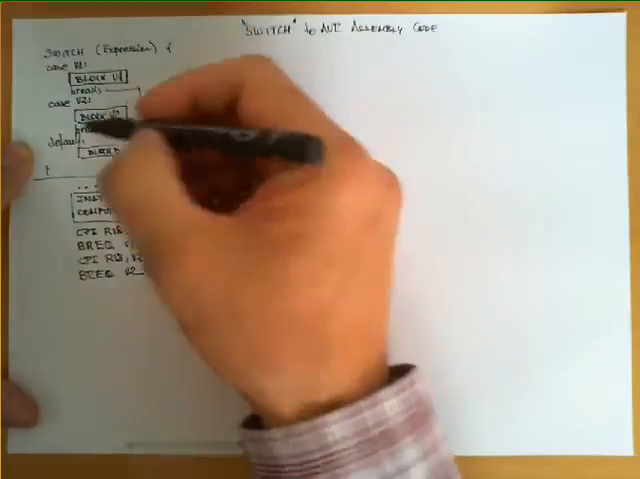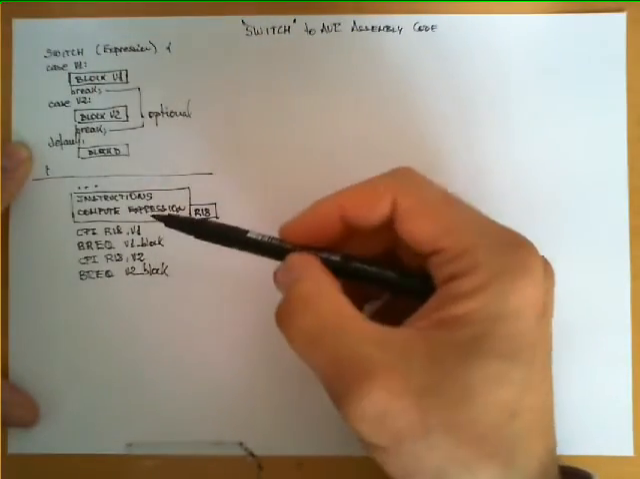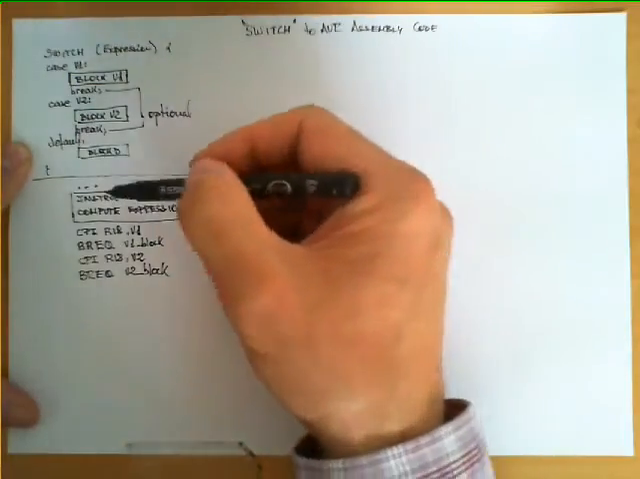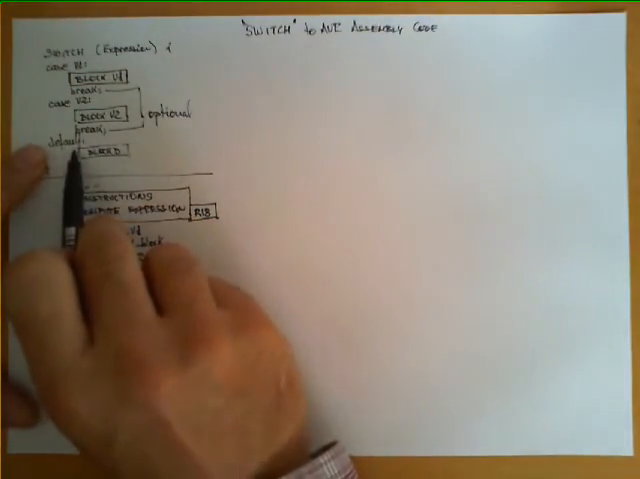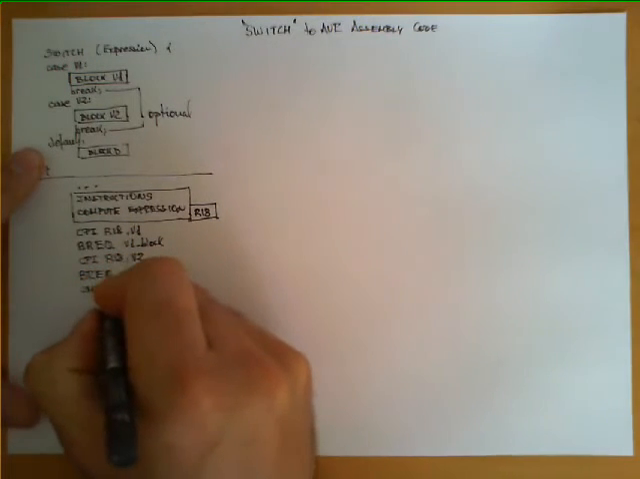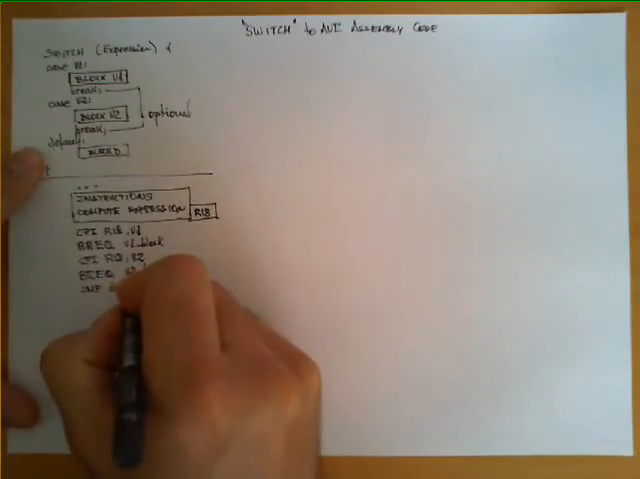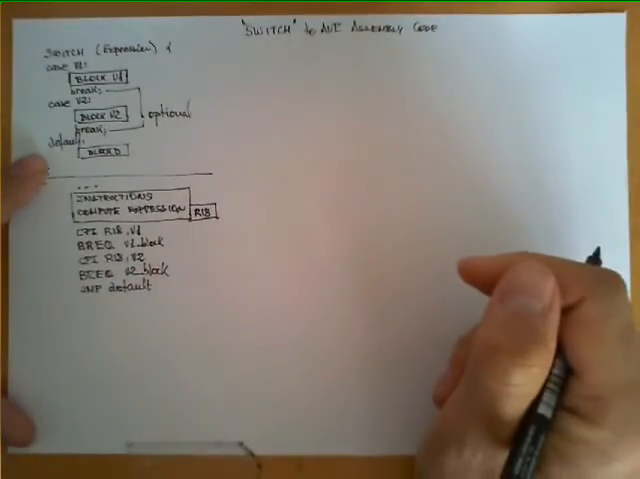Now, I could have an arbitrary number of cases, each of which would require this pair of instructions, but eventually, if all the comparisons fail, and if I have a default block in my construction, what I would do is an unconditional jump to the default block, which we'll write farther down.